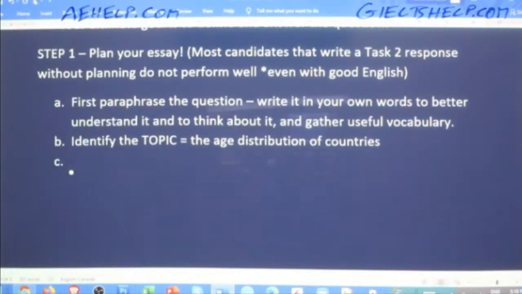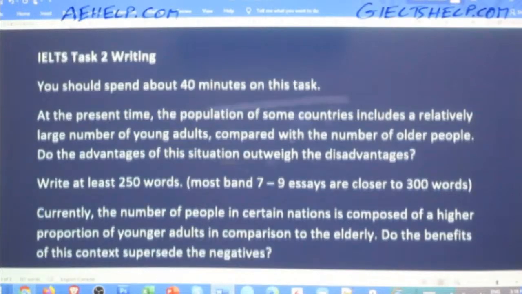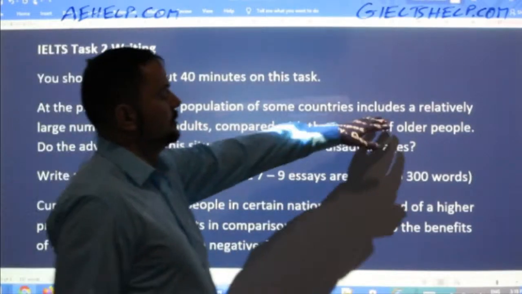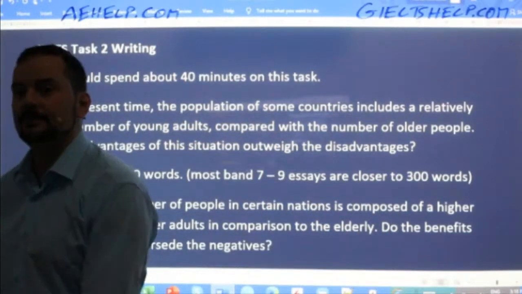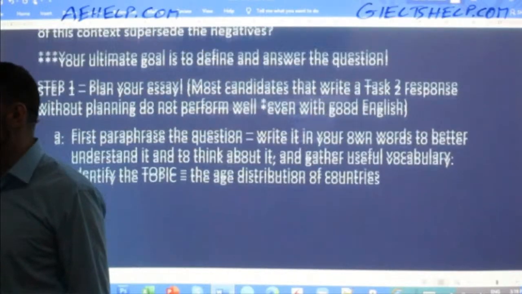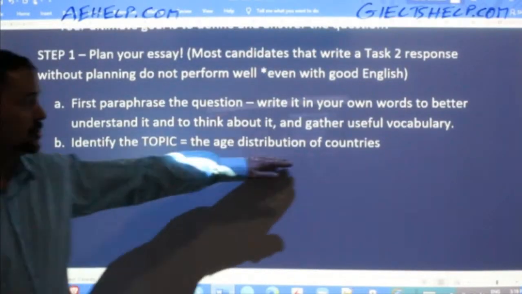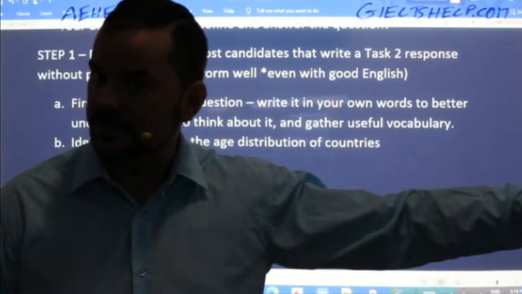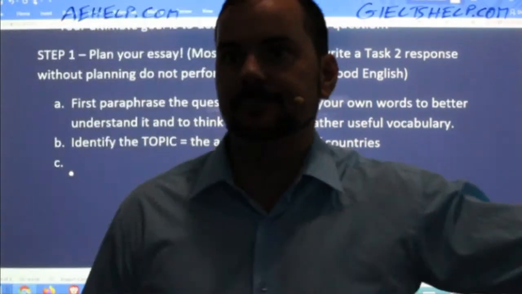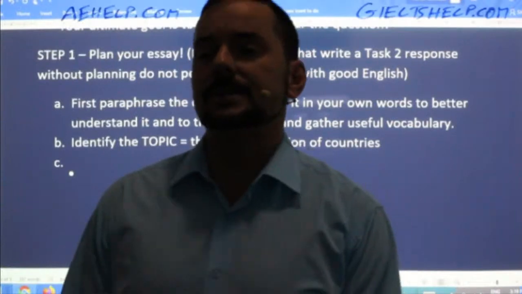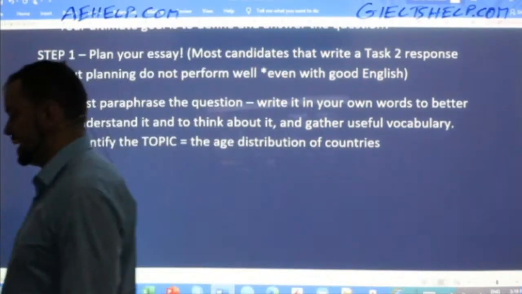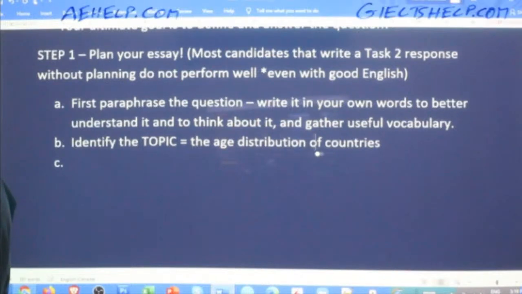So one more time, if you look at the question: population of some countries includes a relatively large number of young adults compared with the number of older people. So we're talking about the age distribution of some countries. Does everybody agree with me that that is the topic? Okay, Carolina says yep. All right. Very important, students, that you identify the topic of questions accurately. It's extremely important. If you can't, you're not going to be able to discuss it. You can't discuss an idea that you can't identify.